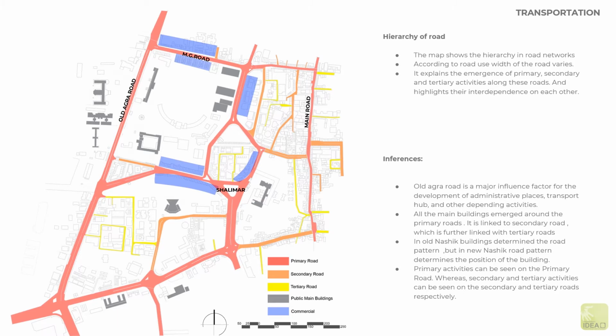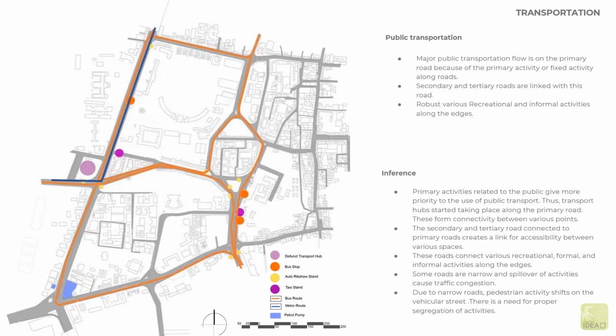The main road is the first highway, and later Old Mumbai-Agra Road emerged, which became the major link between the old city and new city. Administrative buildings and commercial complex started coming up around the primary road. The emergence of the old Mumbai-Agra highway had a major impact on city development. Along with the road came a major transportation hub, that is CBS, with petrol pumps and auto garages.